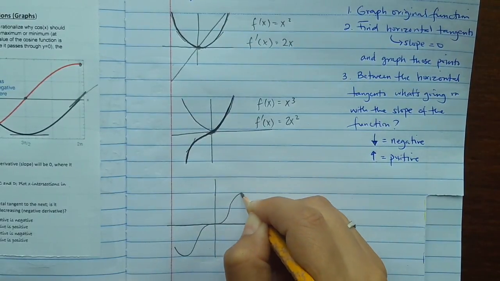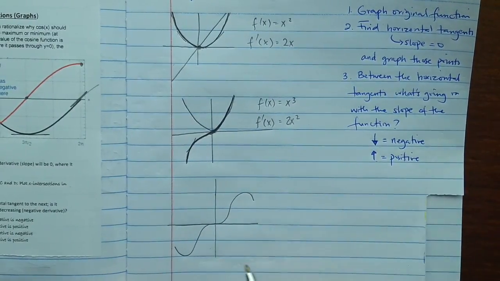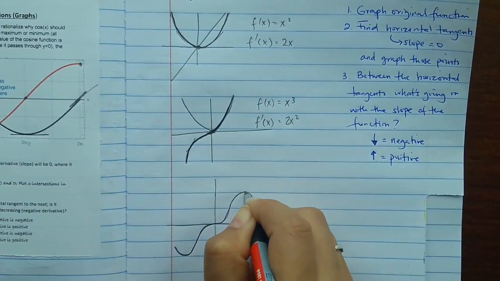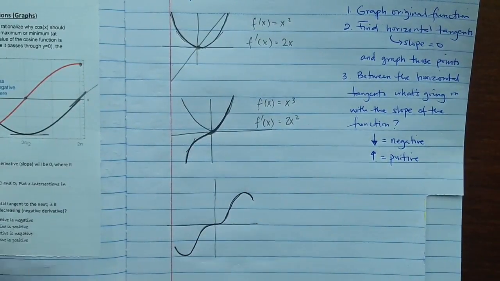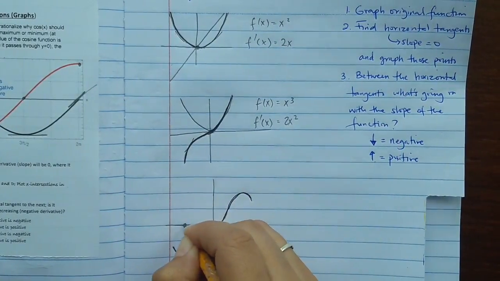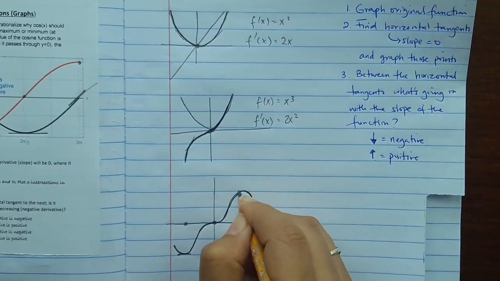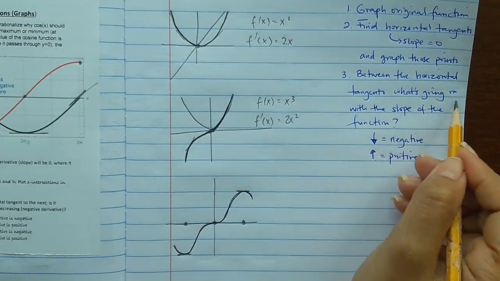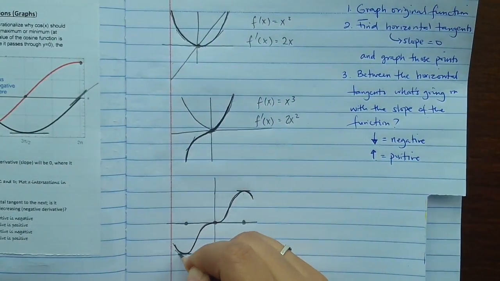This one doesn't really have a function, but we're still going to be able to figure out or sketch the derivative of it. So let's say it looks like this. Find any horizontal ones where the slope is 0, so I can see right there is a horizontal, so I go through 0, at 0 it goes through there, and over there it goes through there. So mark those points. Then ask yourself what's happening between those 2 points.